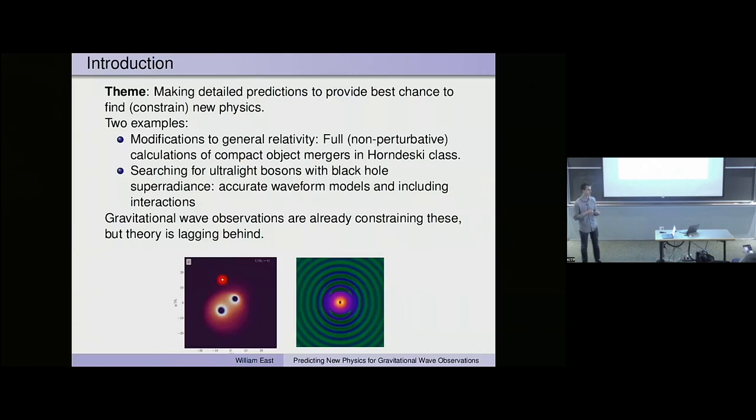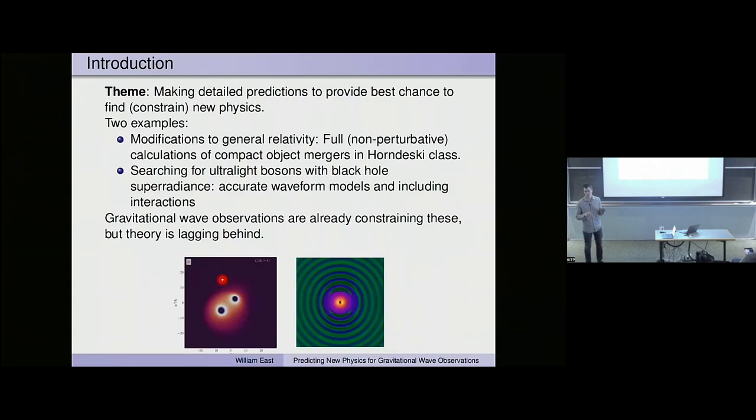One is looking for modifications of general relativity, and so this will follow directly from Harvey's talk earlier this morning on doing full numerical simulations of compact object mergers in the specific class of modified theories that give you second-order equations of motion. And then the second example of probing new fundamental physics that I also want to mention is looking for ultralight bosons using this phenomenon of black hole superradiance.